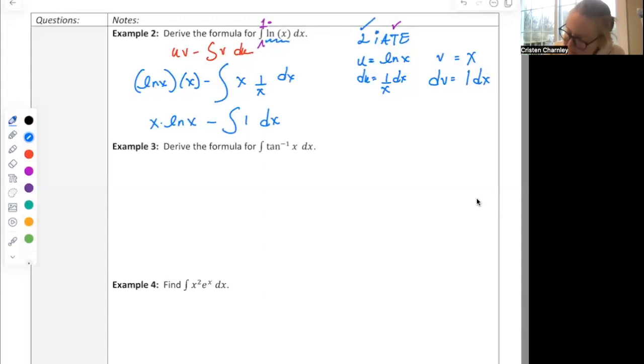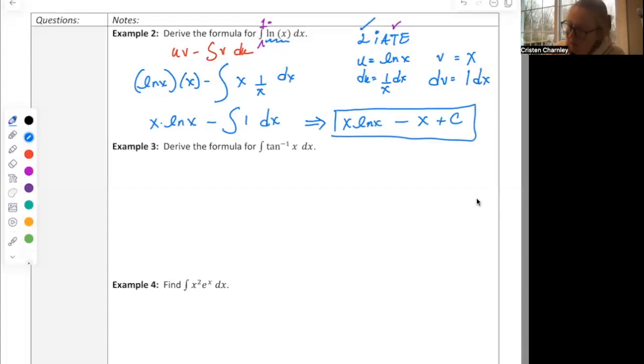If I take this one step further, we still have to integrate that second piece. So x natural log of x, the antiderivative of 1 is x, and there is a plus c on the end. Oh, excuse me, there you go. So integration by parts. You can force that second term to be there.